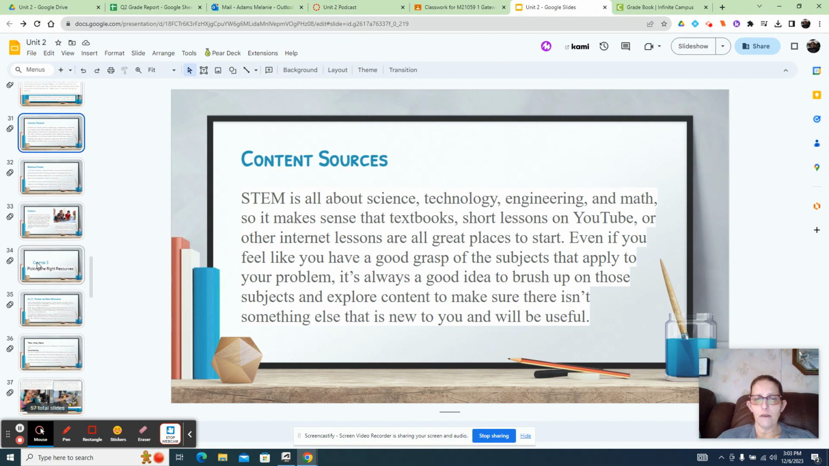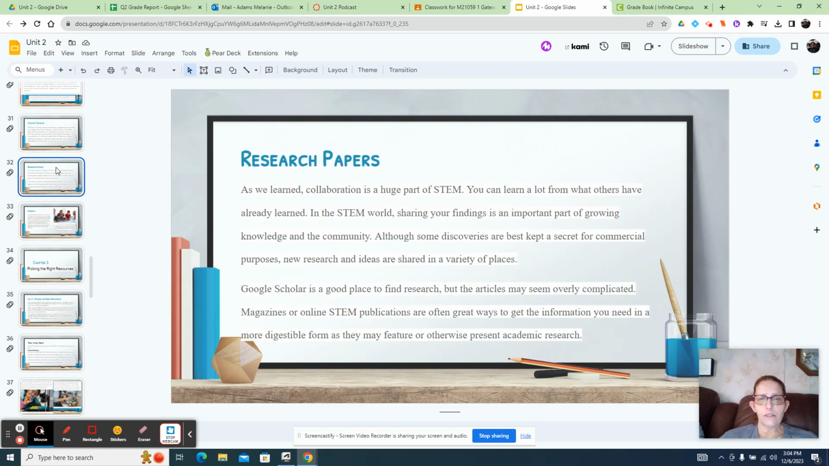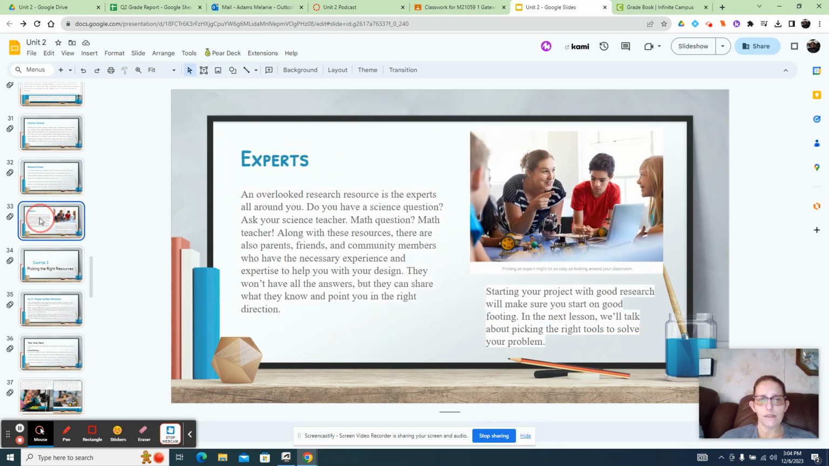Content sources. STEM is all about science, technology, engineering, and math, so it makes sense. The textbooks, short lessons on YouTube, or other internet lessons are a great place to start. And then research papers are usually a pretty good collab for STEM papers. Google Scholar is a place to go for help on STEM projects. And then experts.